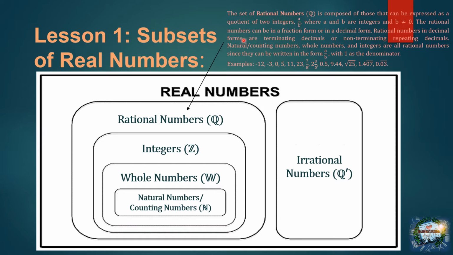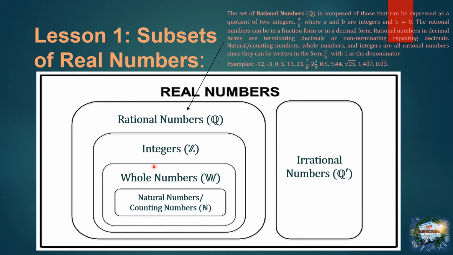So rational numbers can be in a fractional form or in the form of a decimal. We also say that rational numbers in decimal forms are terminating decimals or non-terminating repeating decimals. Okay? So take note, ang decimal lang pagdating natin sa rational numbers, it's only terminating decimals and non-terminating repeating decimals. Ano pa ang rational numbers?